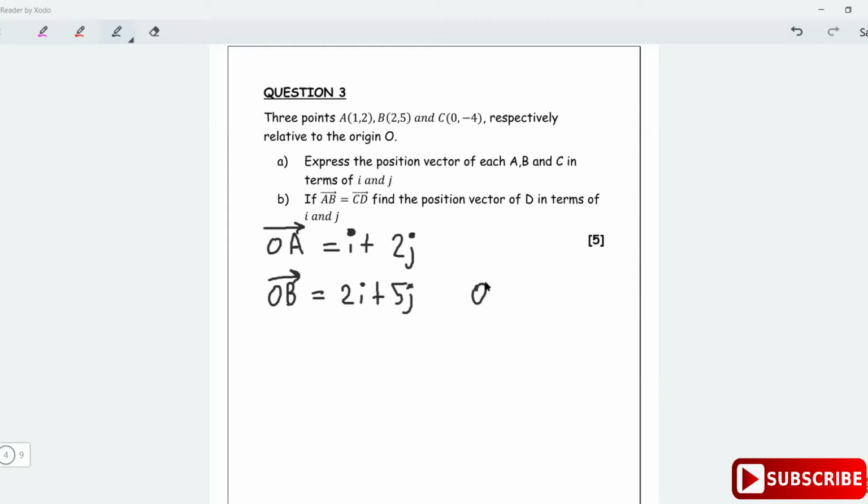Then we need vector OC. Vector OC, as you can see, there's no i right here. So vector OC is equal to no i, and that's just minus 4j. That's vector OC. Easy. Then part B says, if AB is equal to vector CD, find the position of D. Nice and easy. So they tell us that AB is equal to CD.